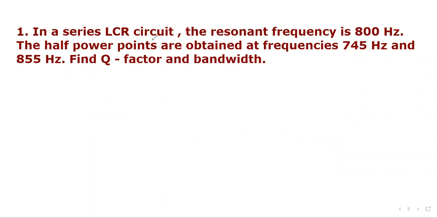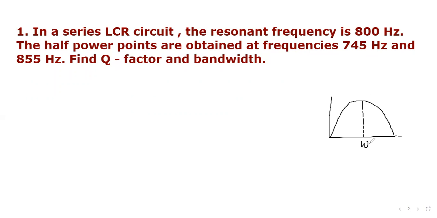In a series LCR circuit, the resonant frequency is 800 Hz. The half power points are obtained at frequencies 745 Hz and 855 Hz. Find Q factor and bandwidth. If you remember, this is the graph.